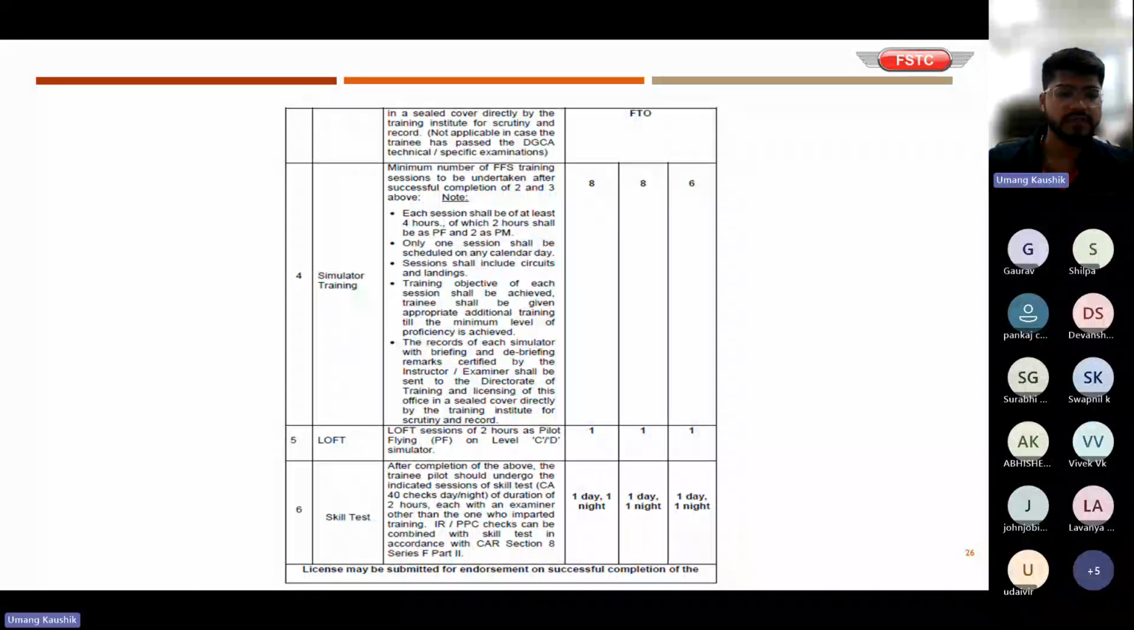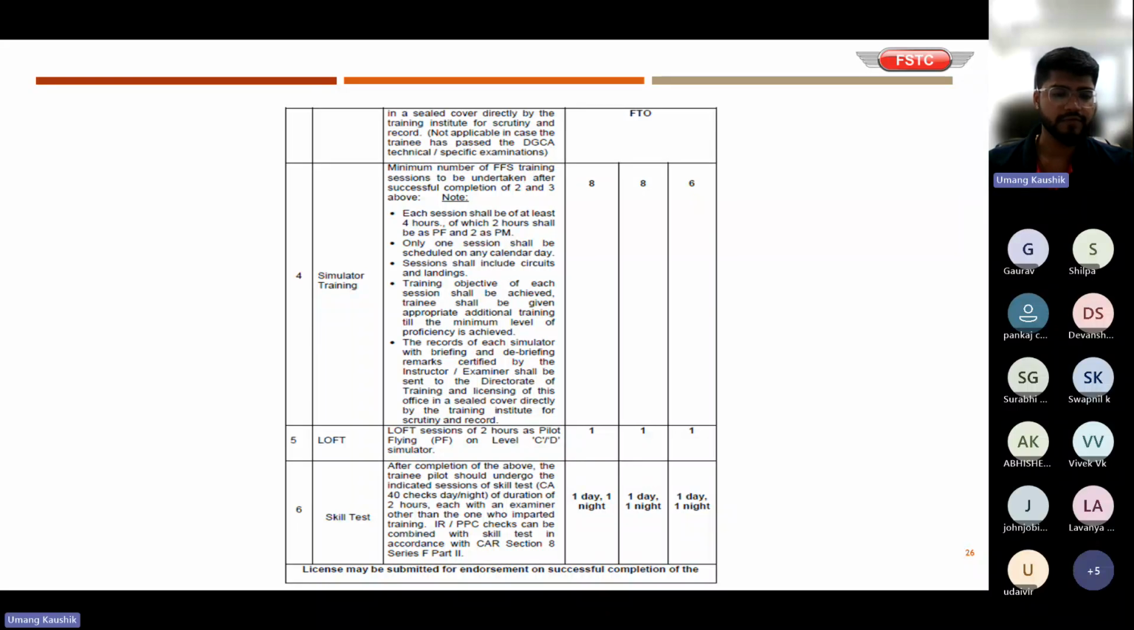Training objective of each session shall be achieved. Trainee shall be given appropriate additional training till the minimum level of proficiency is achieved. So what does this mean? On every session profile that your training has been conducted, the instructor will be giving you remarks, satisfactory or unsatisfactory. And if the instructor gives you an unsatisfactory remark, then you have to do a remedial session. Correct?